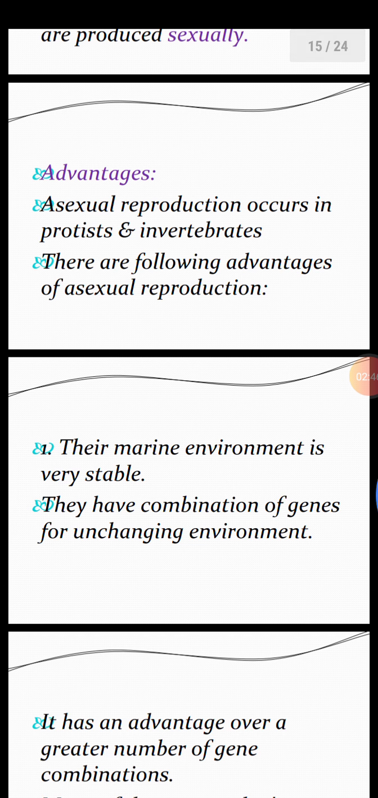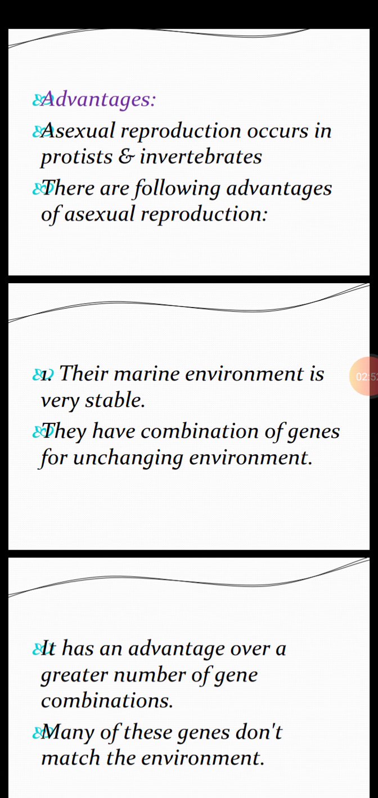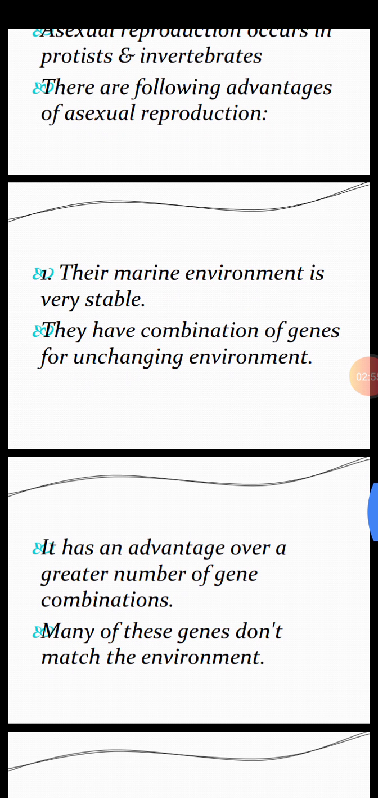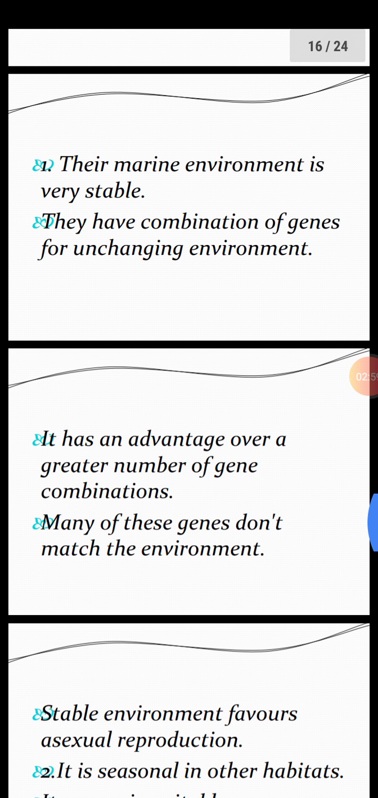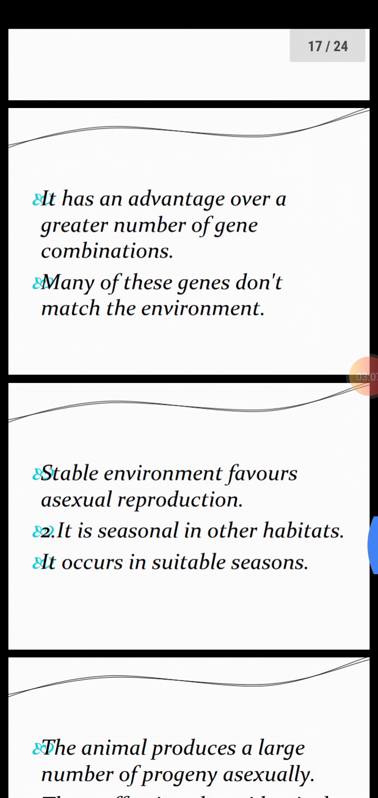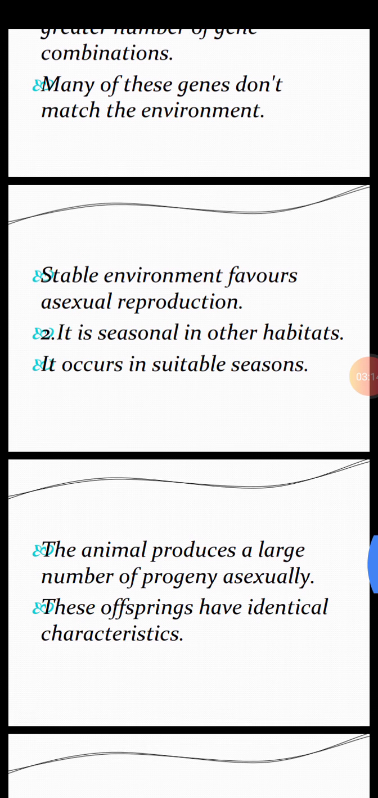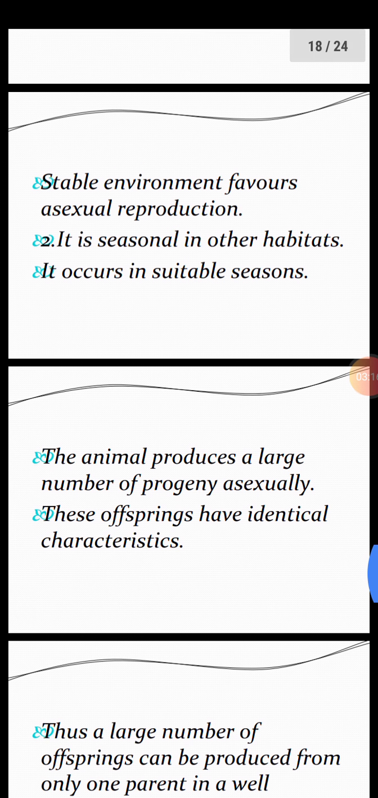There are some advantages of asexual reproduction. It occurs in protists and invertebrates. There are the following advantages of asexual reproduction. Their marine environment is very stable and strong. They have a combination of genes suited for an unchanging environment. This is advantageous over a greater number of gene combinations, many of which do not match the environment. A stable environment favors asexual reproduction.